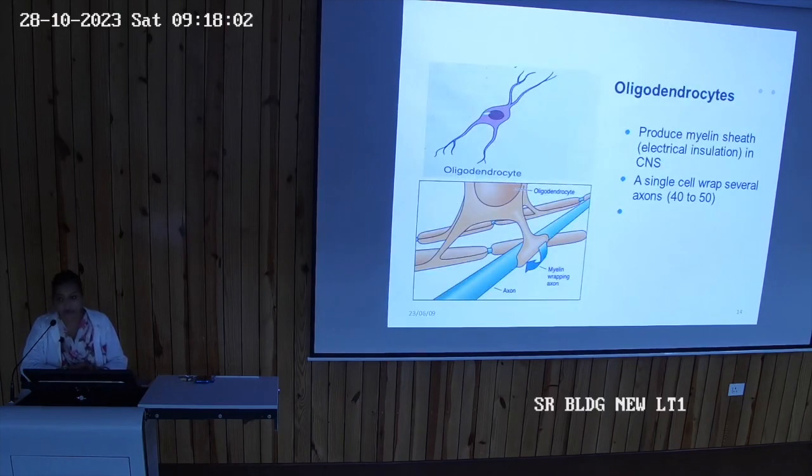Oligodendrocytes, the function all of you are aware of. Yes, it carries out the function of myelination in the central nervous system. A single cell can wrap several axons. What is the space present between the myelin sheath known as? Nodes of Ranvier. And what is the significance of myelination? It provides an insulating layer so that, yes, faster conduction. So the conduction jumps from one node of Ranvier to another. This kind of conduction is known as saltatory conduction.